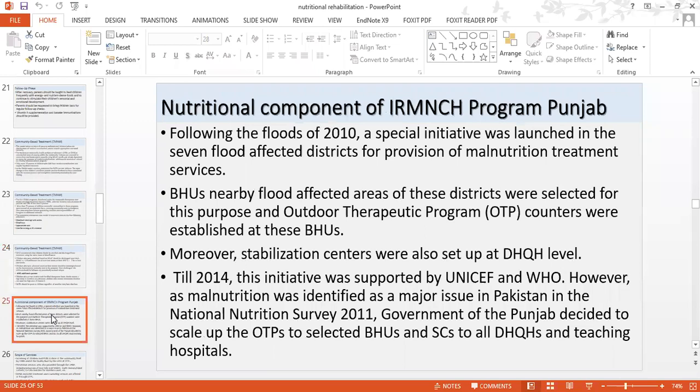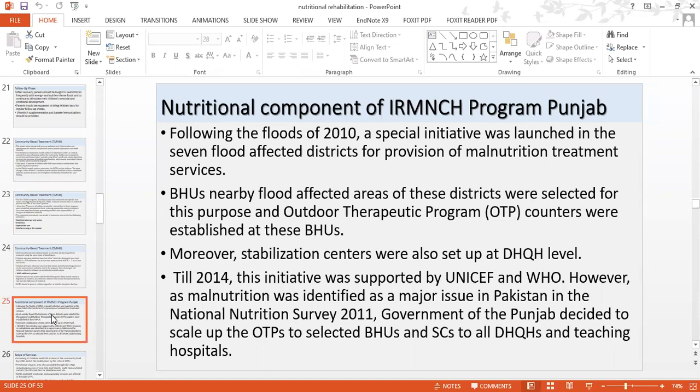Here is the nutritional component of the integrated management of maternal, newborn, and child health program. You know that in Punjab this program is an integrated program, as the name indicates. Basically, 3 programs have been merged in this program. One was the maternal, newborn, child health program. Second was the Minister program for family planning and primary health care, and third was the nutrition program. These 3 programs have been integrated into the IRMNCH program.